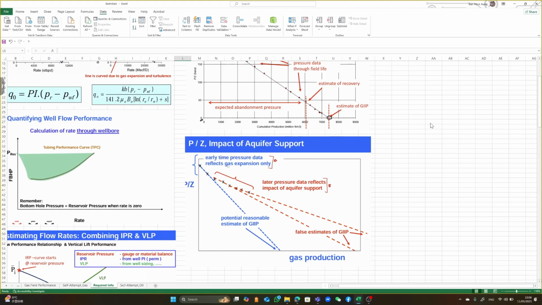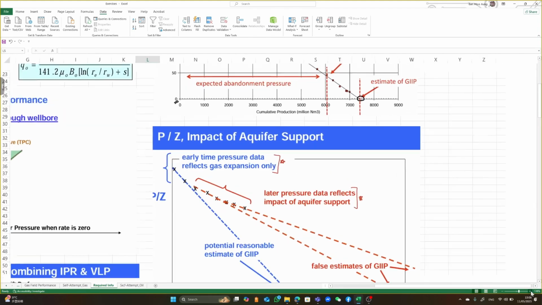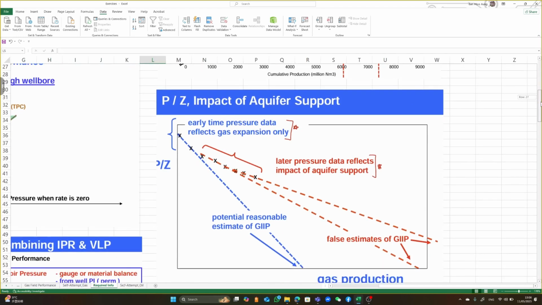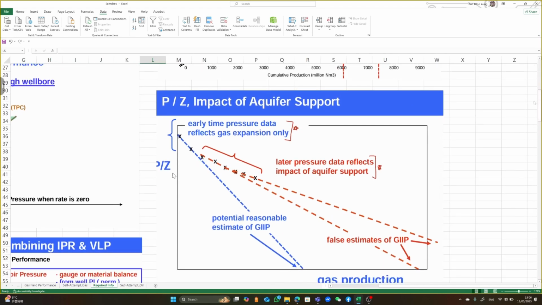So as we look at it, we have a P over Z profile, which is pressure divided by the compressibility factor, right? And then we have the pressure decline, yes, and then the pressure trend starts to deviate from the initial declining trend. This is because of the aquifer support that can actually alter the declining profile, declining trend.